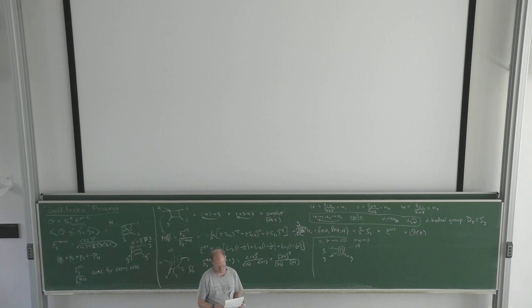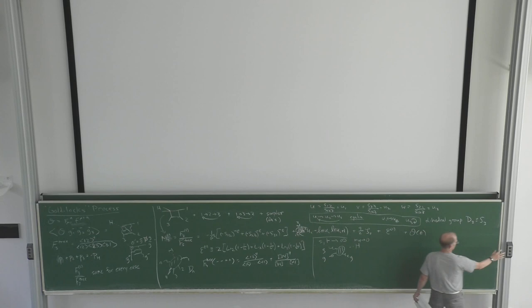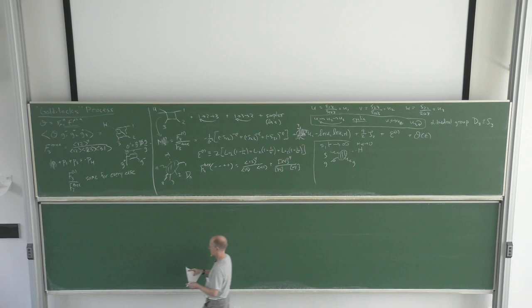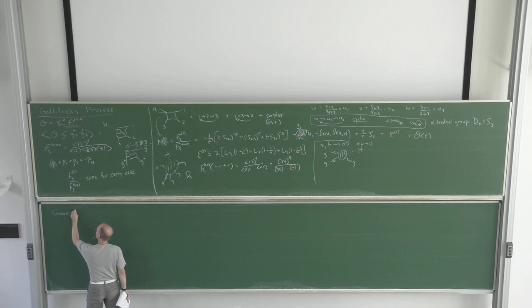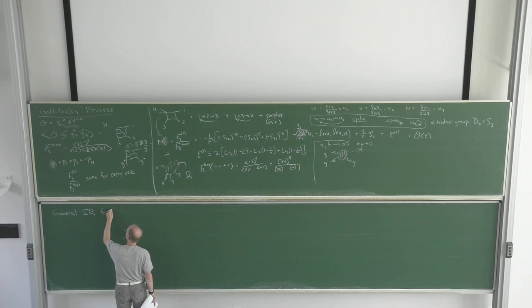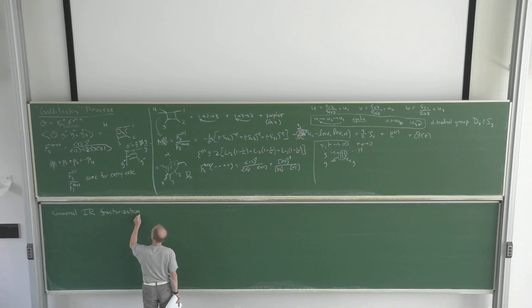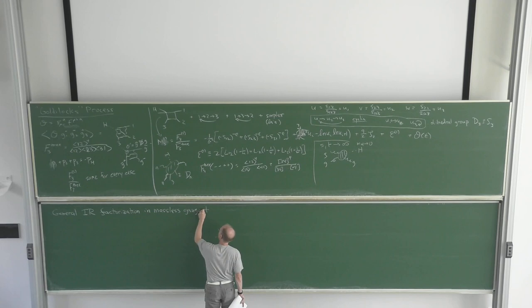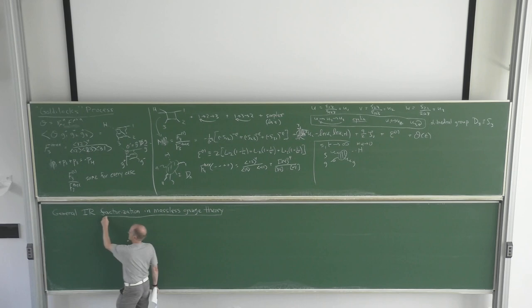Okay, so next we need to talk about a little bit of general knowledge that was built up over many decades in QCD of what infrared divergences look like at the multi-loop level. So we could call this general IR factorization in massless gauge theory. And I'm basically just going to draw a picture here.